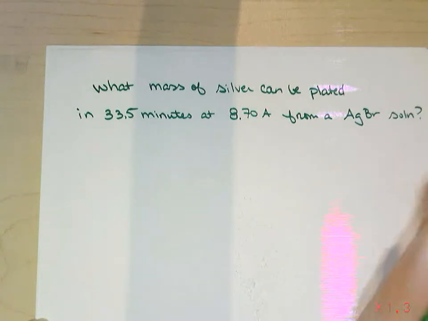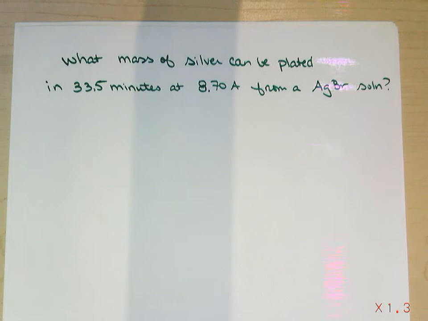All right, so what mass of silver can be plated in 33.5 minutes using 8.70 amps from a silver bromide solution?